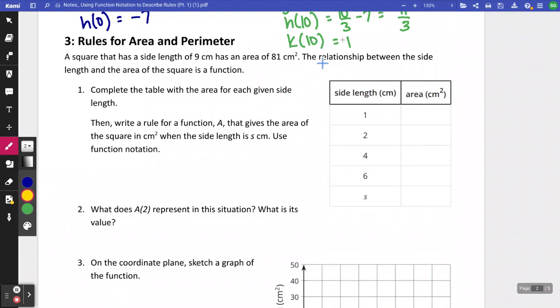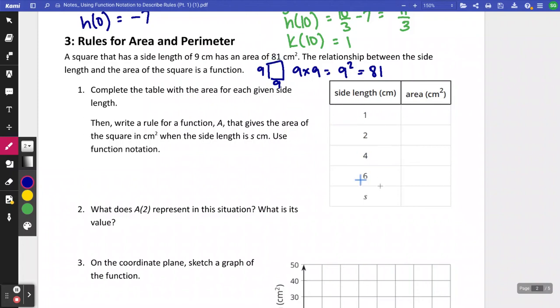And so it tells us in the next sentence, the relationship between the side length and the area of the square is a function. It's this idea of we're looking at the side length of a shape. So for example, if it's a square, that's 9 by 9, and squaring it to get to that area. That 9 times 9, or 9 squared, gives us the area of that square. So this right here is just an example. For example, if a side length of a square is 9 centimeters, the area is 81.